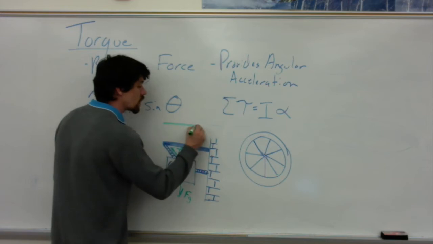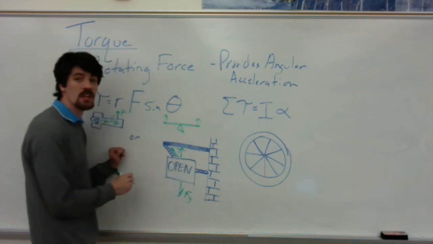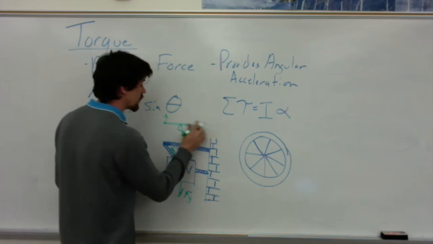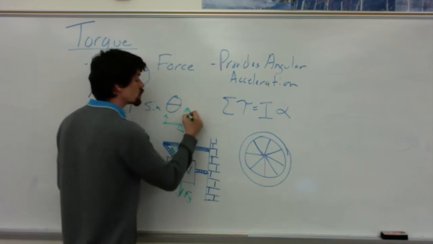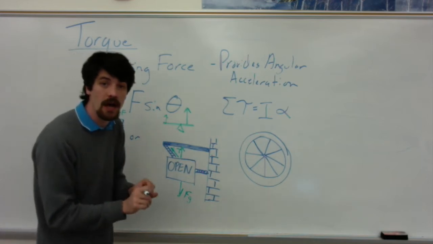Same thing with the seesaw. If I have something here, it's not going to spin if those two torques are equal. If I look at it like this, I could have a larger force here, but if I have a shorter distance, the same thing still applies.